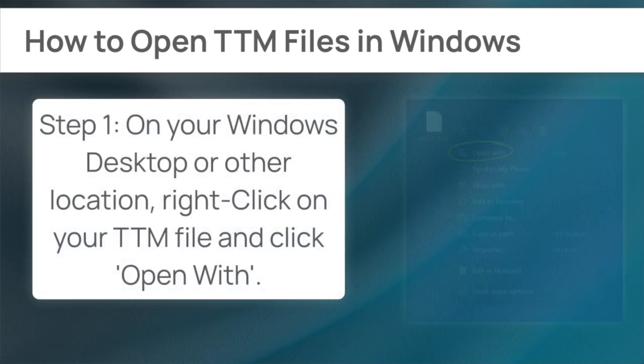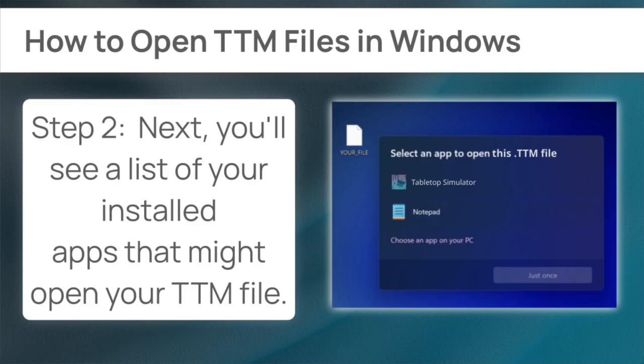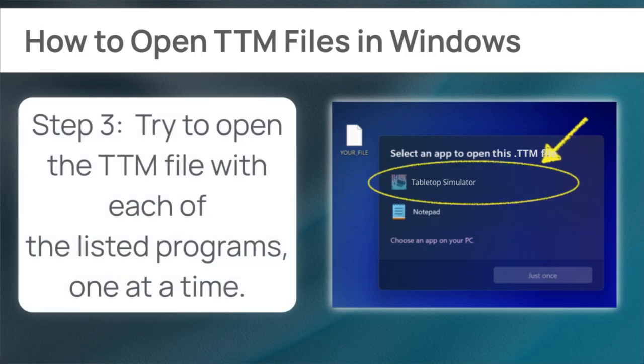To unlock this specific TTM file, right-click your file and select Open With. If Tabletop Simulator is available, use that first. If it's missing, choose another program. Testing is the only way to be sure.